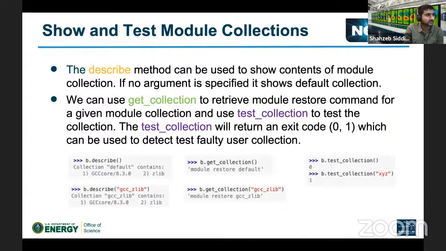You can actually get the appropriate module restore command using get collection. It will return a string, and that also operates on the collection name. So if you don't specify anything, it will show you the default. If you specify an argument, it will show you the collection name. And finally, you can actually test the collection using the test collection method, and it will give you a return code. What it does is just run the module restore command and see the exit code.